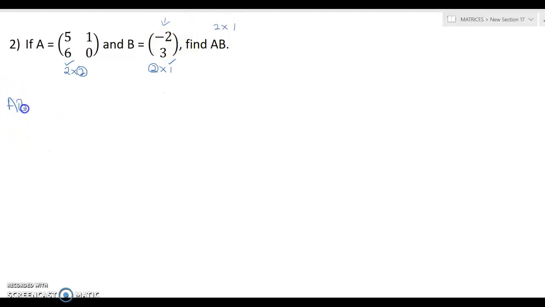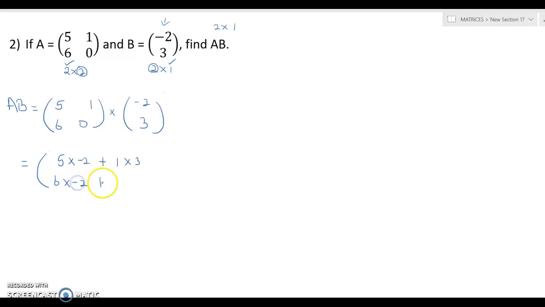So let's find AB. Let's go ahead and multiply. Matrix A, 5, 1, 6, 0, multiplied by minus 2, 3, which is matrix B. So row by the 1 column, and then second row by that 1 column. So we're going to get 5 by the first number minus 2, plus 1 by 3, and then second row, 6 by minus 2, plus 0 by 3. So simplifying, we're going to get minus 10 plus 3, and then we're going to get minus 12, because 6 by minus 2 is minus 12, plus 0 by 3 is 0. So final answer, we will get minus 7 at the top and then minus 12 at the bottom.